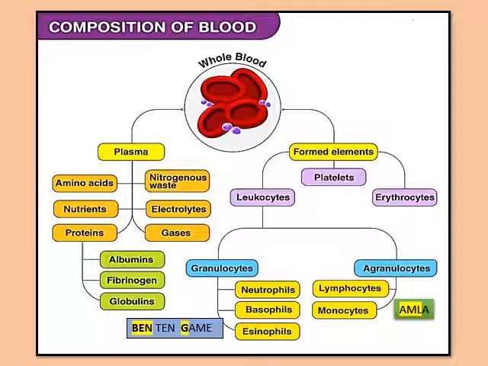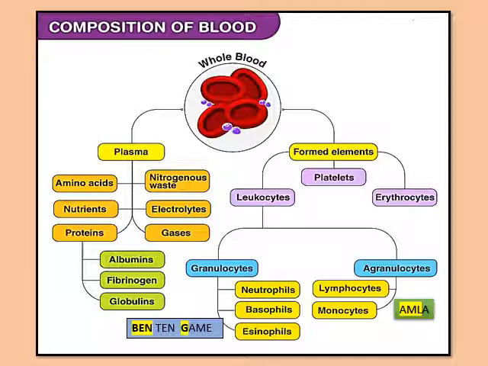An easy mnemonic to remember these names is Ben 10 Game. It was an American series, I think. Ben means basophils, eosinophils, and neutrophils. And with the letter G, you can remember granulocytes. So it's easier to remember Ben 10 Game.